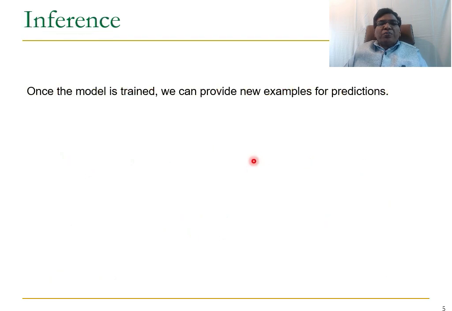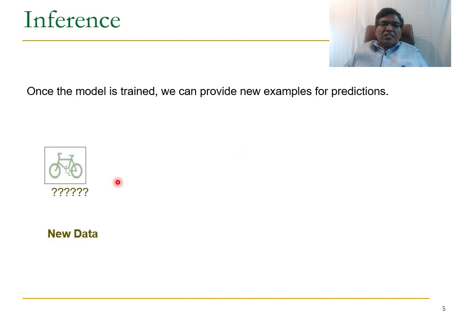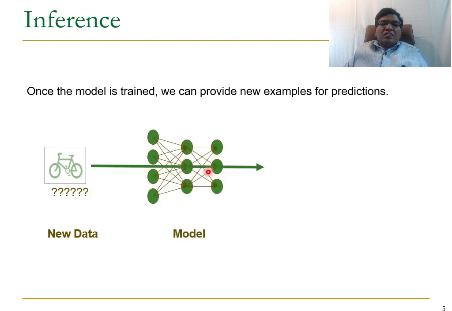The second step we follow is the inference step. Once the model is trained, we can provide new examples for predictions, which are so far unseen. This is the new data. It's fed to the model. So this is the prediction. In this example, the model is predicting a bicycle.